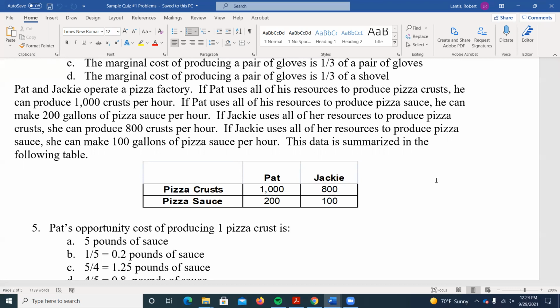So I'm going to put that on my x-axis, which means the other good I could produce, which was all this sauce, goes on my y-axis. I can think of for each individual what this is going to look like. So for Pat, it's what? All of his resources, he could produce 1,000 pizza crusts, or if he's using all his resources, I'll try to draw this to scale, 200 gallons. We could actually just draw on the same graph.